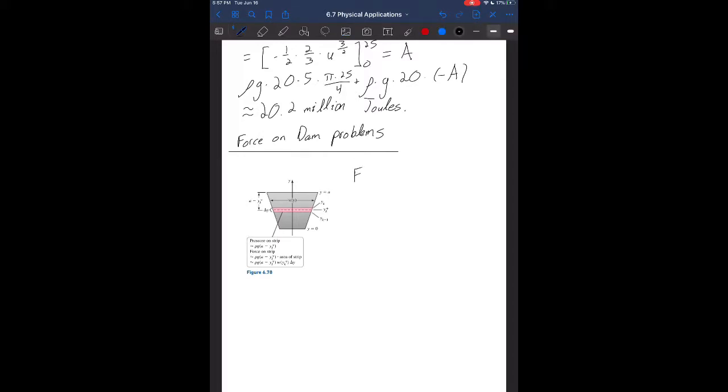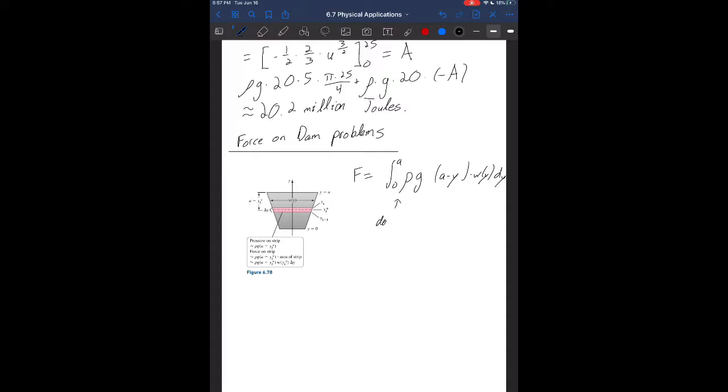So we have the formula: force is equal to the integral from 0 to A of density times G times (A minus Y) times W of Y dy. Okay, so let me just talk about what this means. Force on dam problems, you will always put the y-axis on the very bottom. It never makes sense to put it anywhere else. Almost always, I guess. In this class, we'll just talk about putting the y-axis on the bottom.